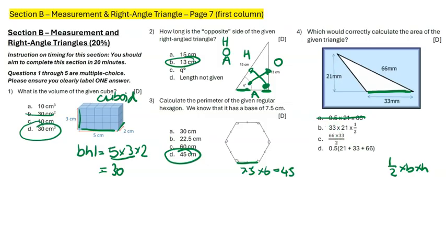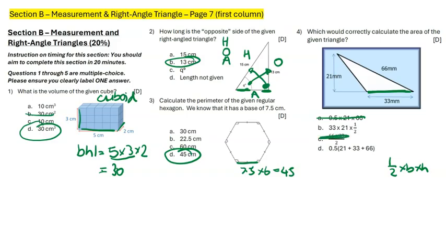The next one is a bit of a trick, this slanted side. A lot of people for some reason think the slanted side is the height because it's part of the triangle, but you're looking for the vertical height. So that means 21 is going to be the height. So we can have a look here. Option C doesn't have 21 in it at all, does it?